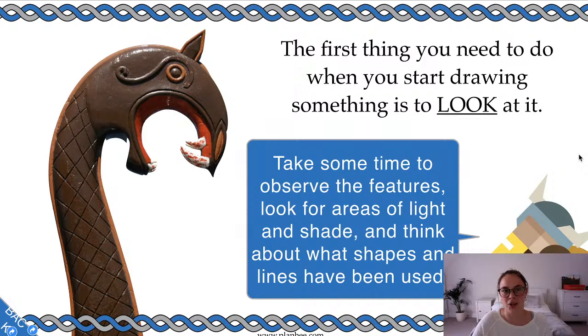The first thing you need to do when you start drawing something is to look at it. And that seems fairly obvious, doesn't it? But of course, when artists are painting something that they can see, they have to look really carefully at all those small details and then try and get that onto paper. So take some time to observe the features, look for areas of light and shade, and think about what shapes and lines have been used. So if you look at this particular dragon, you can see that there's hatching marks on the neck, isn't there? Whereas it's smoother over the head.